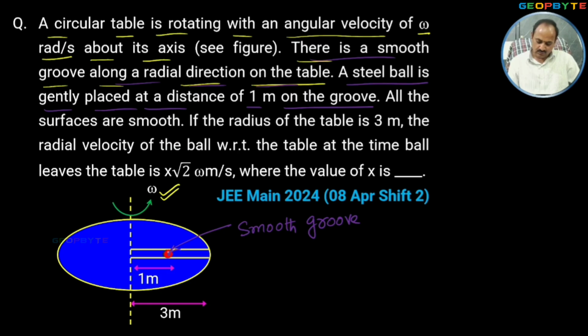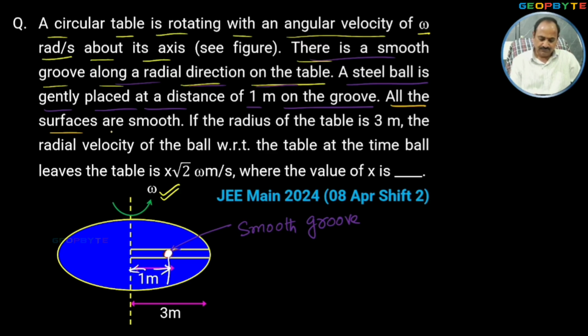That groove is made. This is the groove. In the groove, the steel ball is placed at a distance of 1 meter from the axis of rotation.